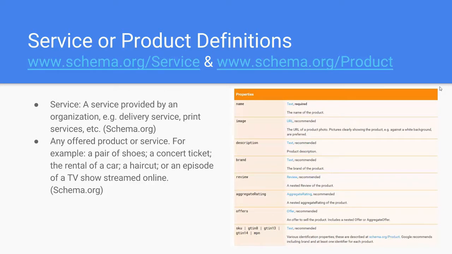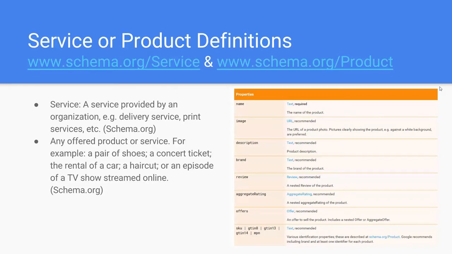The product is defined in schema.org as anything that's offered, a product or a service. For example, a pair of shoes, a concert ticket, a rental car, a haircut, or an episode of TV. So think of the services and your products as the thing that you're selling, so the broader thing, and how you describe it. And the reason I put what Google has you define as the recommended properties for a product helps you, again, think of the level at which you're describing it.